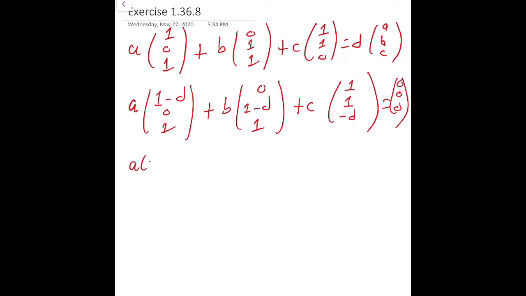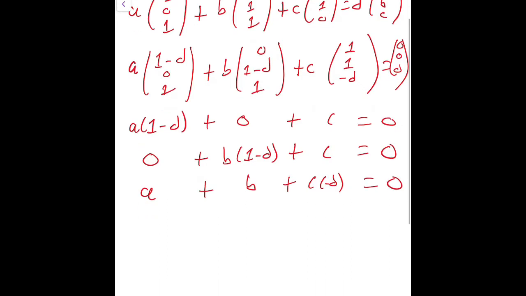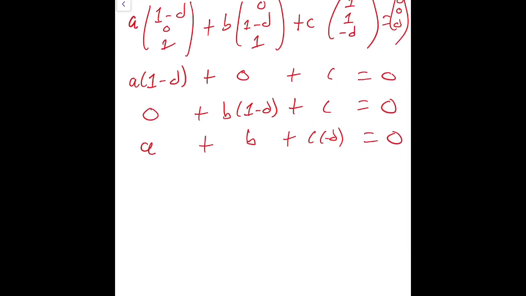This gives me a system of 3 equations. A times (1 minus D) plus 0 plus C is equal to 0. 0 plus B times (1 minus D) plus C is equal to 0. And then A plus B plus C times minus D is equal to 0. I want to treat this like a system of equations. In later classes, we're going to give a very precise algorithm for solving things like this, but I'm just going to do it in a very ad hoc way now.